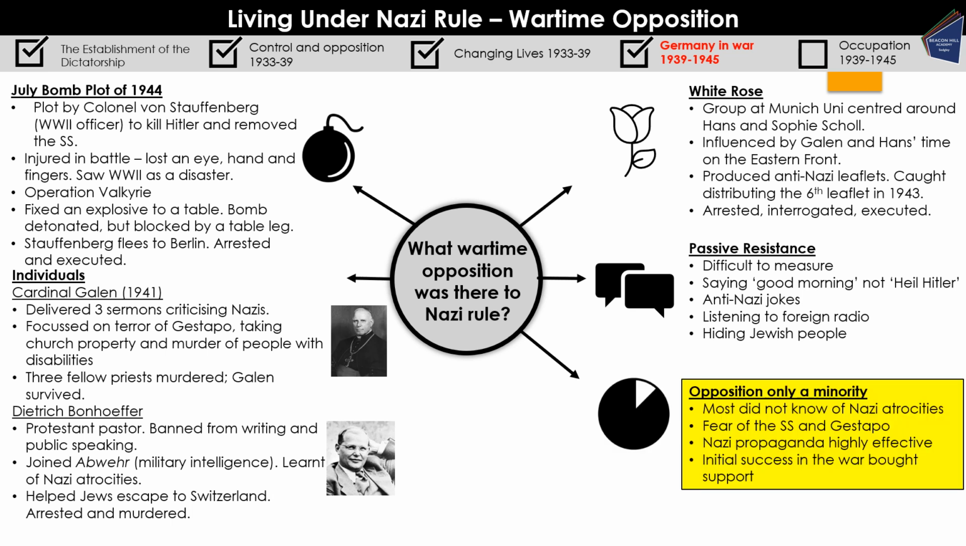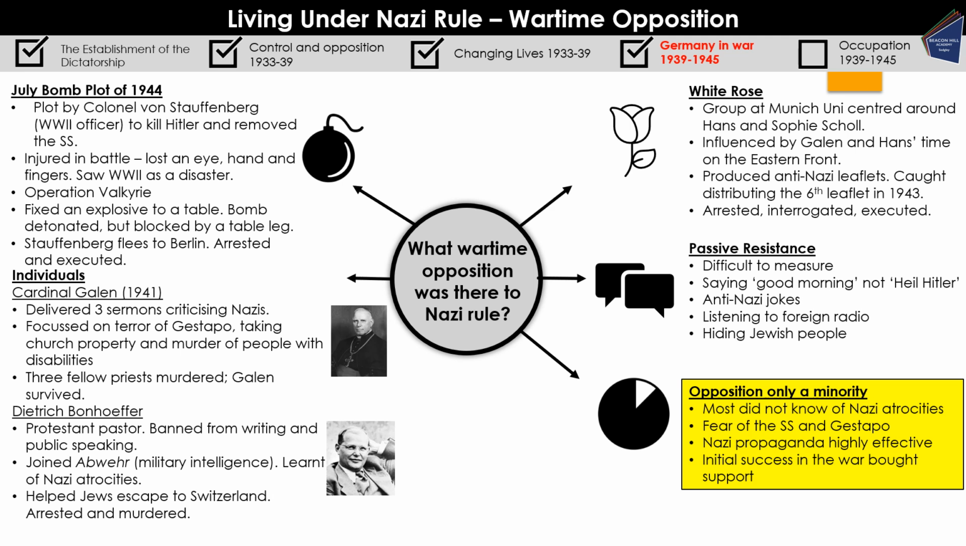Despite all of these stories that you should know for the exam, it is important to note here that opposition was only from a small minority of people. The vast majority of the German population did not know of the Nazi atrocities. There was a huge fear of the SS and the Gestapo. They were scared of the terror that was set up by these groups.